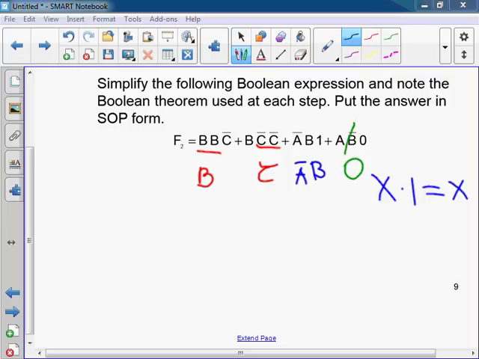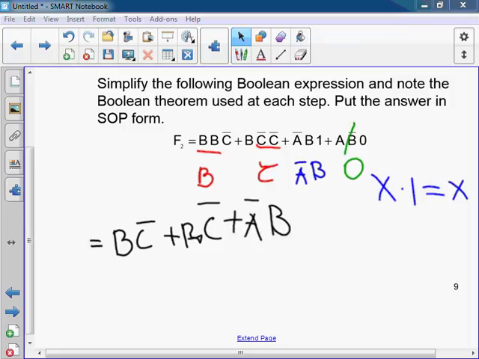Okay, so let's flip it. So now I have B not C, B not C, and then I have not A, B. Alright.